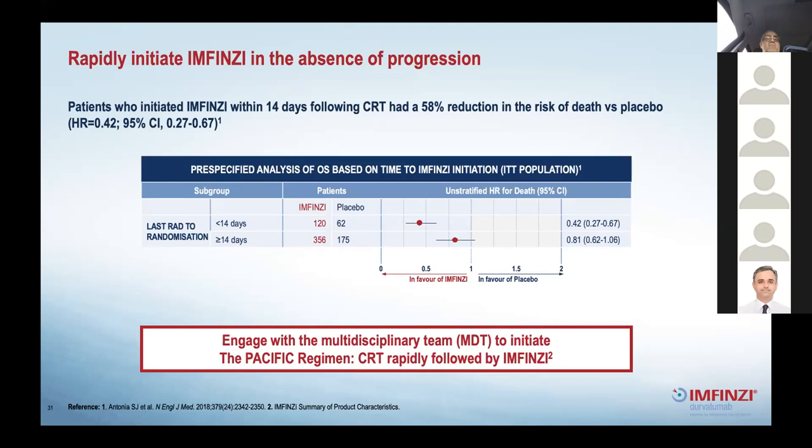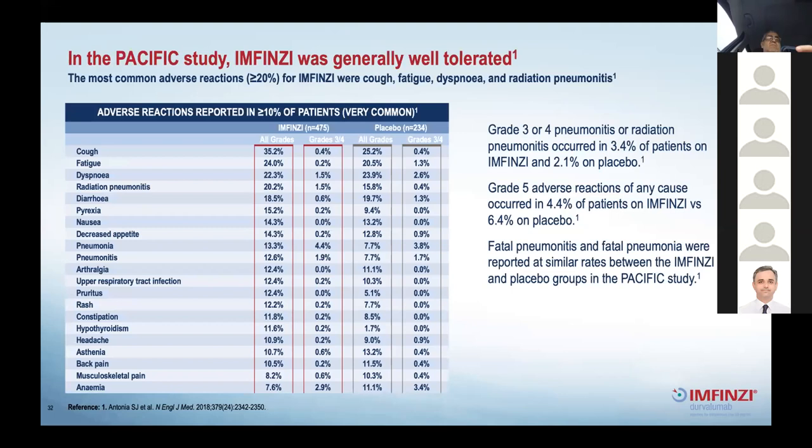What about the side effect and the toxicity? Imfinzi was generally well tolerated. The most common adverse reactions, more than 20%, were cough, fatigue, dyspnea, and radiation pneumonitis. And you can see that the grade 3 or 4 pneumonitis or radiation pneumonitis occurred in 3.4% in Imfinzi and 2.1% in the placebo group, and it's really comparable. And also the fatal pneumonitis and fatal pneumonia were similar and comparable between the placebo group and the Imfinzi group.